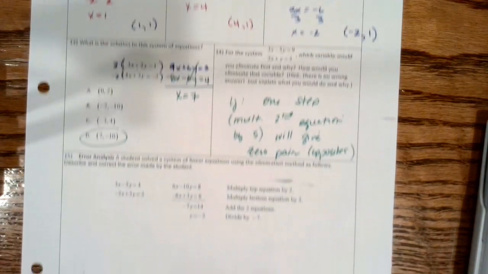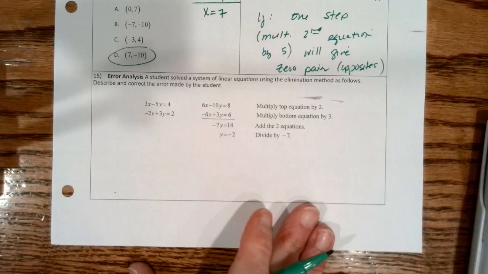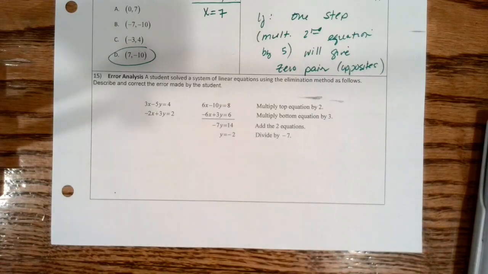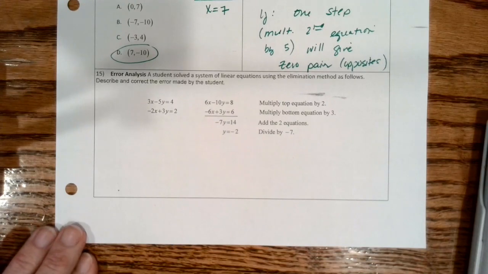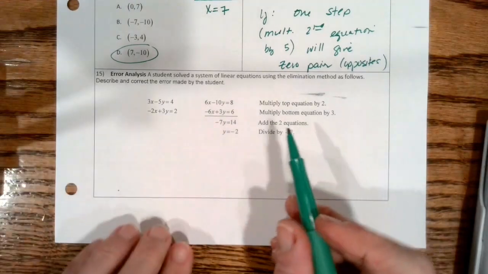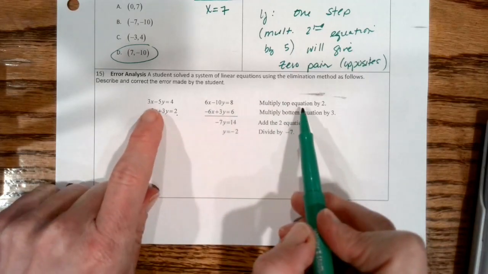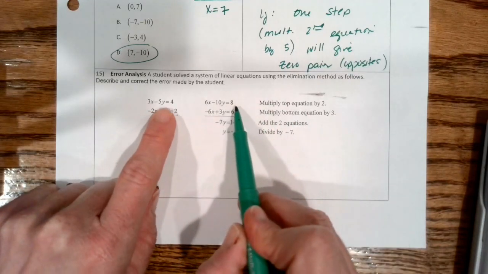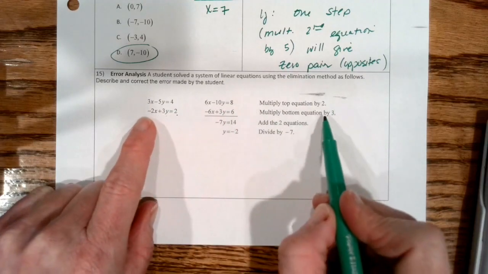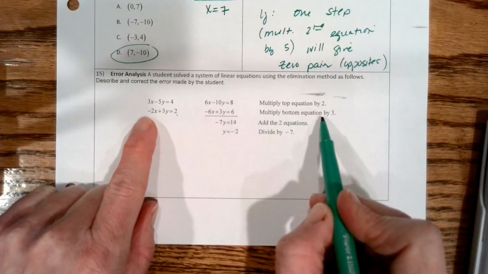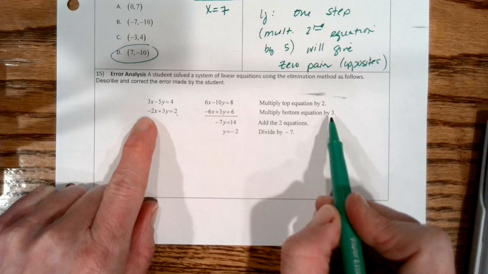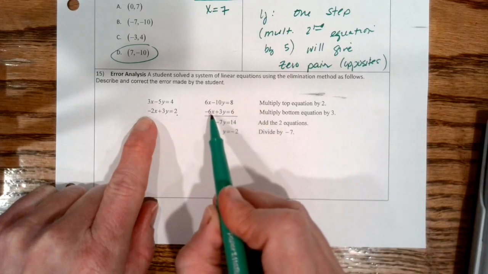Alright, a student solved a system of linear equations using elimination. Describe and correct the error. Oh dear, okay. So he's got his x's, his y's, his constants lined up. Multiply the top equation by 2. He did a good job. Multiply the bottom equation by 3. Uh-oh.